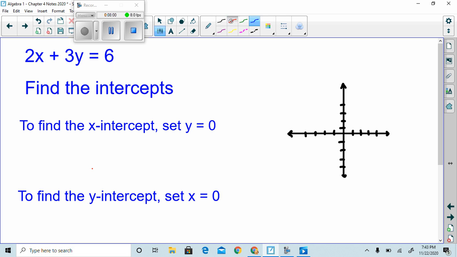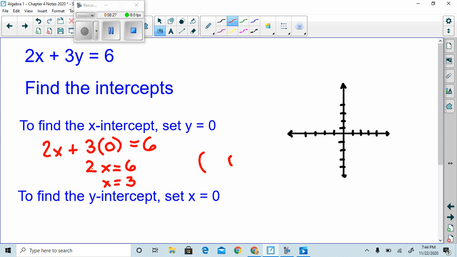So let's start with finding, and it doesn't matter which one we start with, our x-intercept. We'll set y equal to 0. So I'm going to have 2x, and I'm going to replace y with 0. Shortly you'll see you really don't have to even do this because we know this term is going to cancel out. And I have 2x is equal to 6. So x is equal to 3. So when y was 0, x was 3.